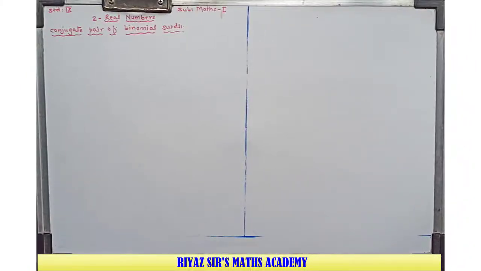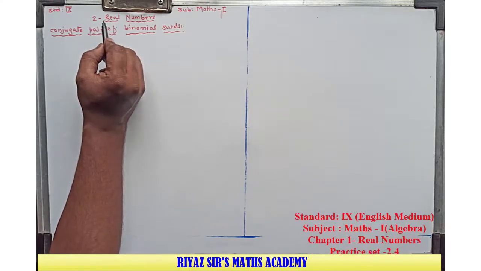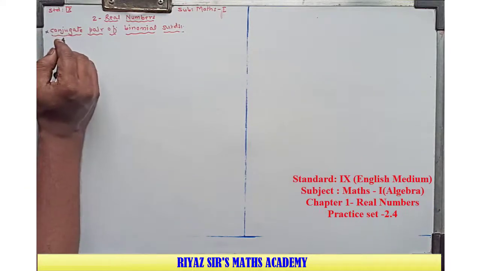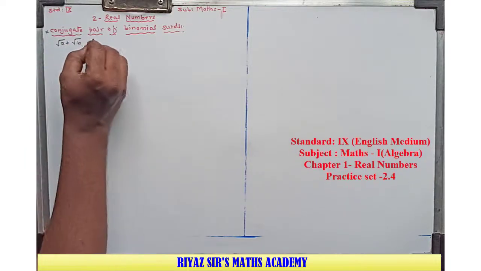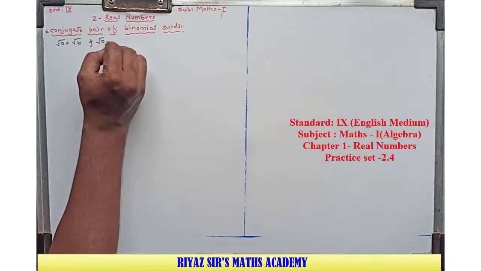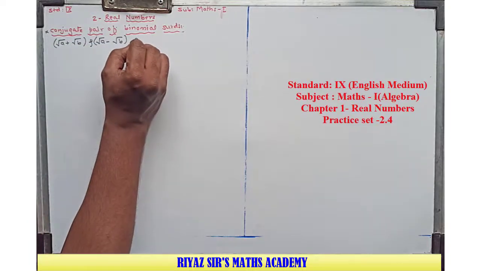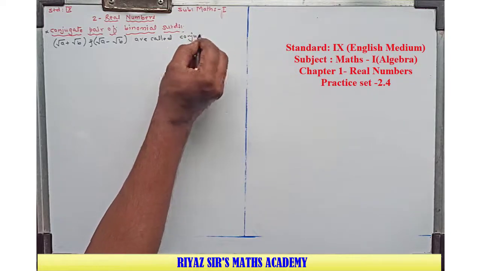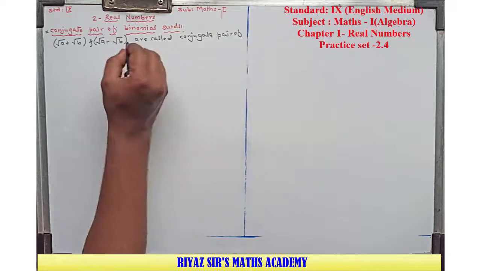Hello students, now in this video we'll see the next part of the second lesson from 9th standard Maths 1, real numbers. The next definition is conjugate pair of binomial surds. The surds of this form a root a plus a root b and a root a minus a root b. Those two are called conjugates of each other. A conjugate pair of each other.